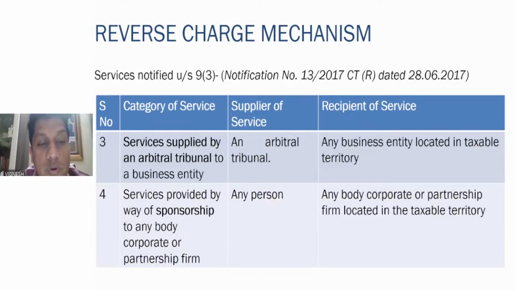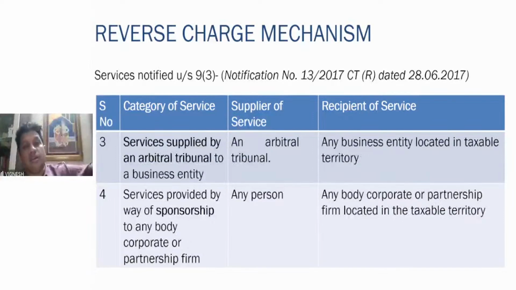So if I am providing sponsorship to a body corporate or partnership firm, let us say I'm organizing a cricket tournament. I have gone to Reliance Industries to become a title sponsor for my tournament. I am the supplier of the sponsorship service, and this person gives a sponsorship of, say, 1 crore rupees. For this 1 crore, I will not charge any GST to him. He has to pay under the reverse charge mechanism.